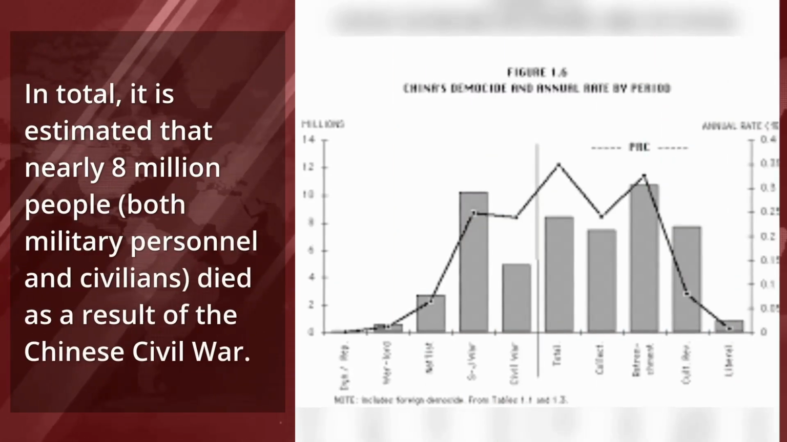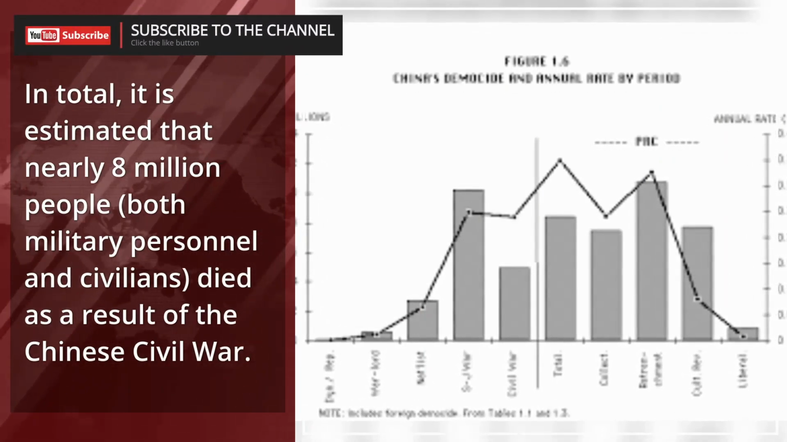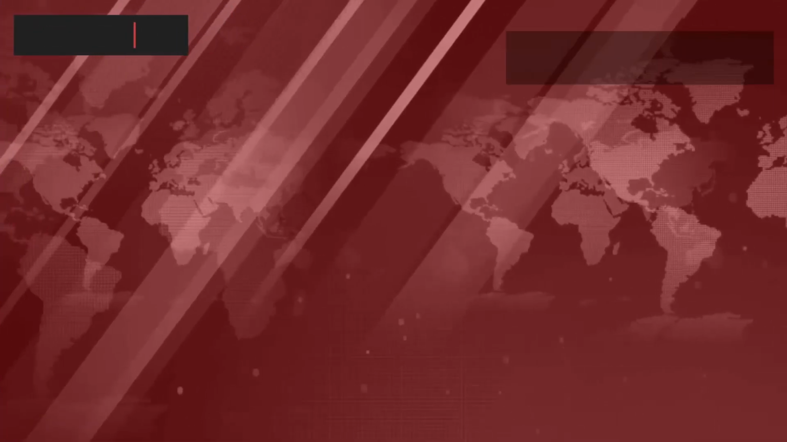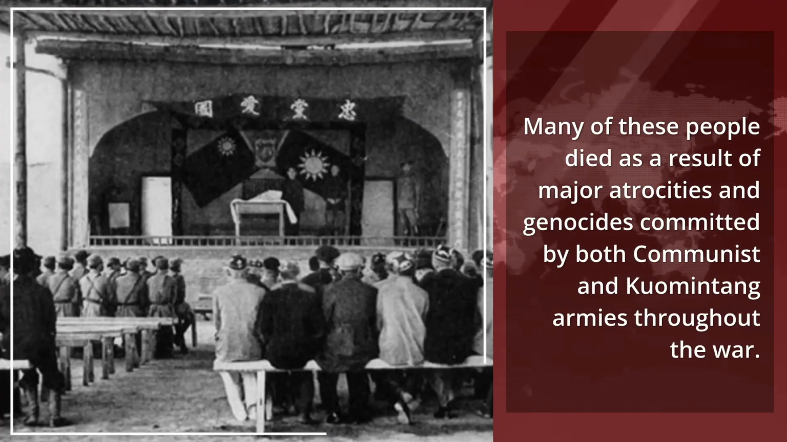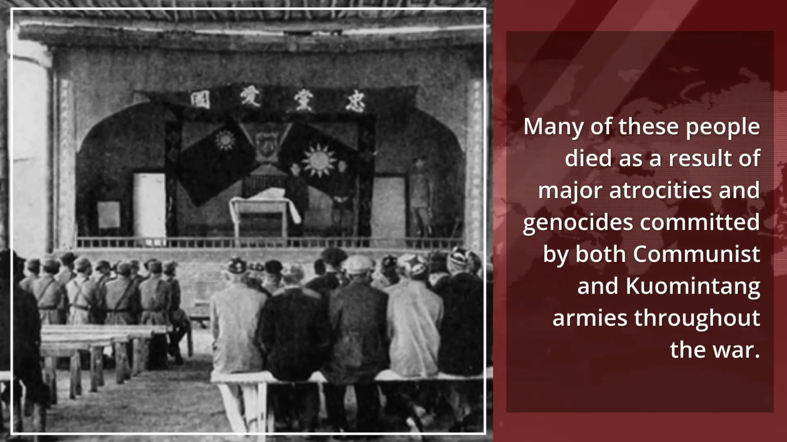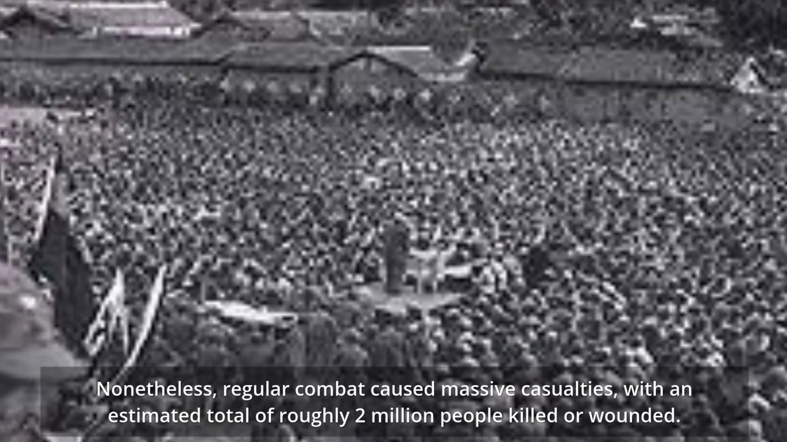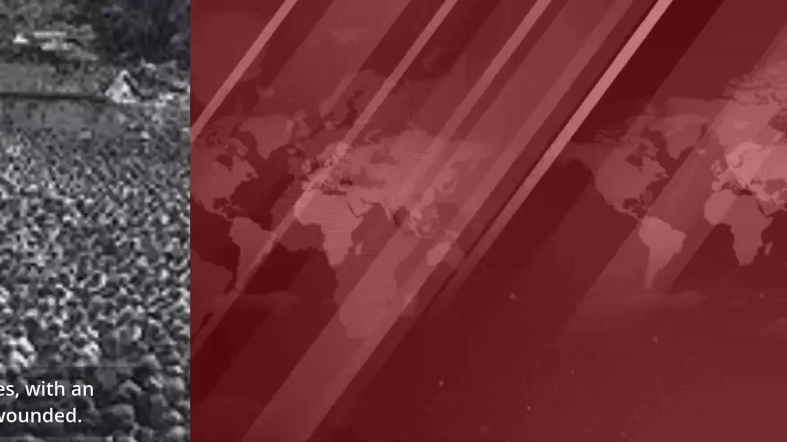In total, it is estimated that nearly 8 million people, both military personnel and civilians, died as a result of the Chinese Civil War. Many of these people died as a result of major atrocities and genocides committed by both Communist and Kuomintang armies throughout the war. Nonetheless, regular combat caused massive casualties, with an estimated total of roughly 2 million people killed or wounded.